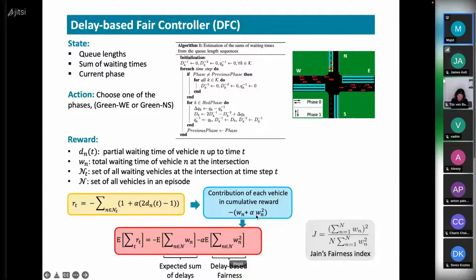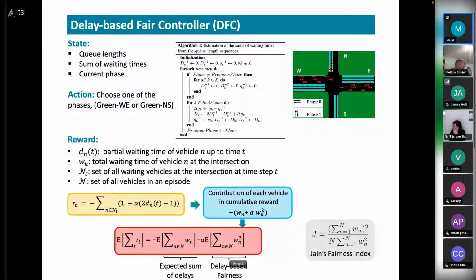And when we calculate the total return, or the sum over all the rewards over time in an episode, it considers all the vehicles. So we have the sum over n of W_n and also W_n squared. Now here is the return, or the expected total return, that we want to maximize. As you see, the first term is the expected sum of delays that we need to minimize, and the other one is the sum of squared values of delay.